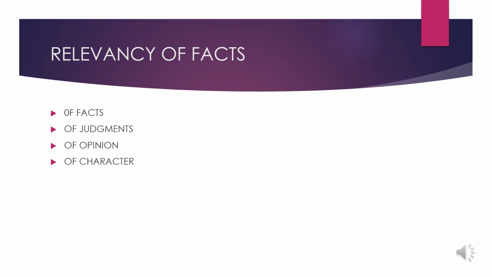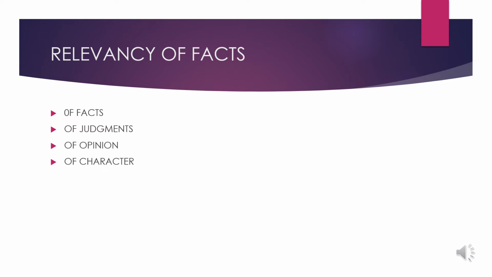Coming to the first part, the relevancy of facts. It includes the following concepts: of facts, of judgments, of opinion, of character. Actually, this part is the bigger part and it has a lot of basic concepts, and you have to be thorough with it. Here, the first concept is of facts. It includes topics like res gestae, motive, preparation, occurrence, explanatory and introductory facts, evidence to prove conspiracy, and admission, judgments, etc.